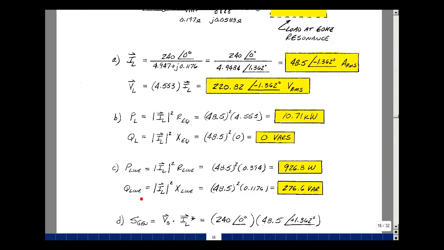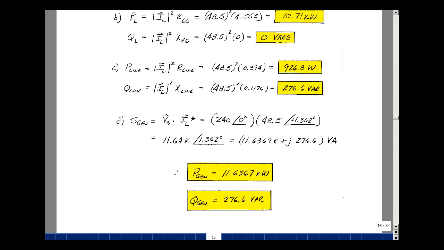The reactive power is the magnitude of the current squared times the reactance, again going and coming, the total of those two wires. That's 276.6 vars. Calculate our complex power. It's the voltage times the current coming out of the generator conjugate, which is also the load current. So we're going to change the sign on that angle from minus 1.362 to plus 1.362. The product of those two now is 11.64 K, and then the angle is the sum of the two, 1.362.